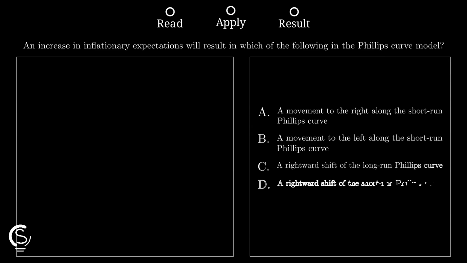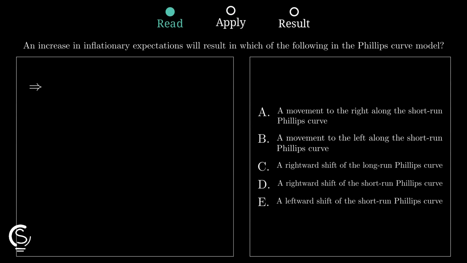In the Phillips curve model, first separate movement from shift, because the question is about changing inflationary expectations, not sliding to a new point from demand conditions alone.